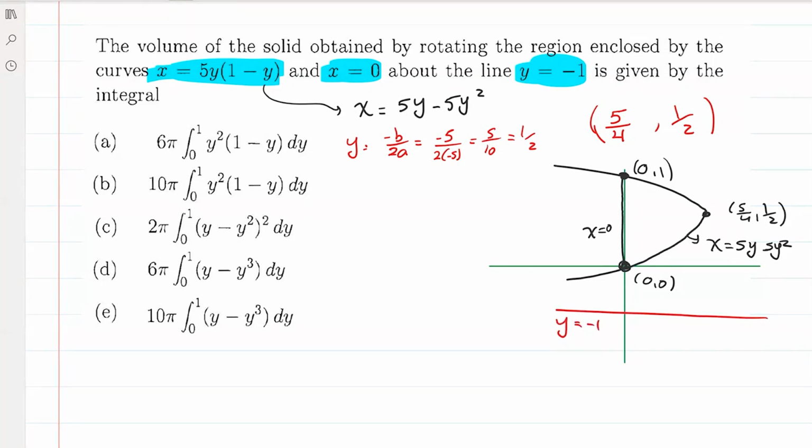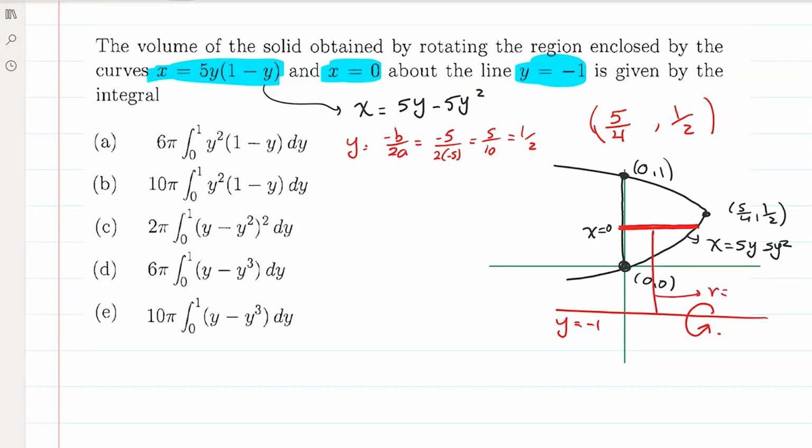Y equals minus 1. Is it parallel to x or y? It's parallel to x. Everything is written in terms of y, but I need to revolve it about something like x axis, so I will use the cylindrical shell method. In the cylindrical shell method, just draw any line parallel to the axis of revolution and cross the area like this one. This distance here will be r.